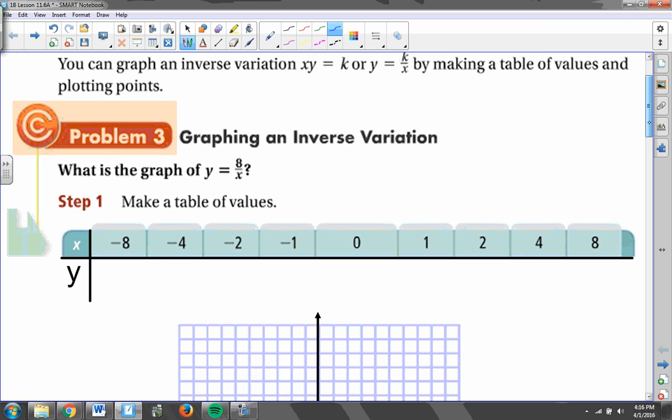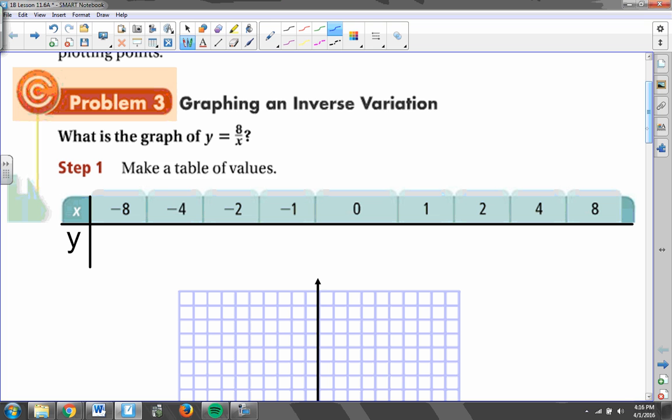We're going to start right away with an example here. The graph of this indirect or inverse variation equation. Okay, inverse variation. The graph here is y equals 8 over x, which also means, obviously, y times x equals 8.